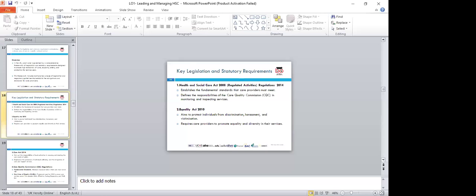Very, very important. The Equality Act 2010, I mentioned that. That creates a level playing field for fairness, against racism, against harassment, and against victimization. What do you understand by victimization? When you victimize someone, what does that mean?